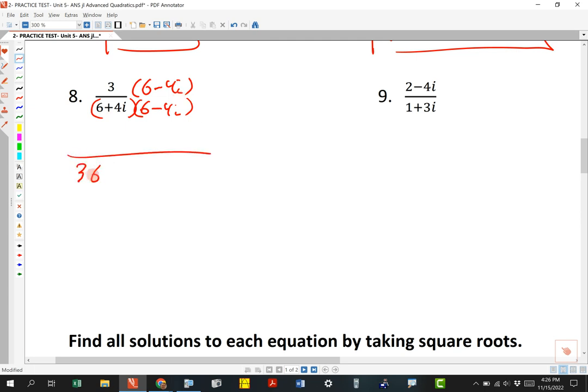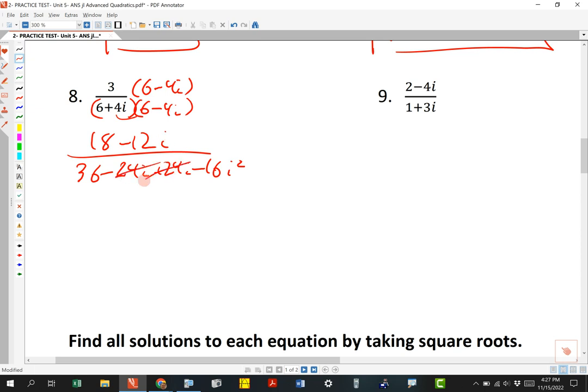This is going to be a 36. If I multiply here, that's a minus 24i. Multiply here, that's going to be plus 24i. And if I multiply there, that's a minus 16i squared. In the numerator, I get an 18, and then this is going to be a minus 12i. This is always going to happen with conjugates. Those middle ones are always going to cancel out.